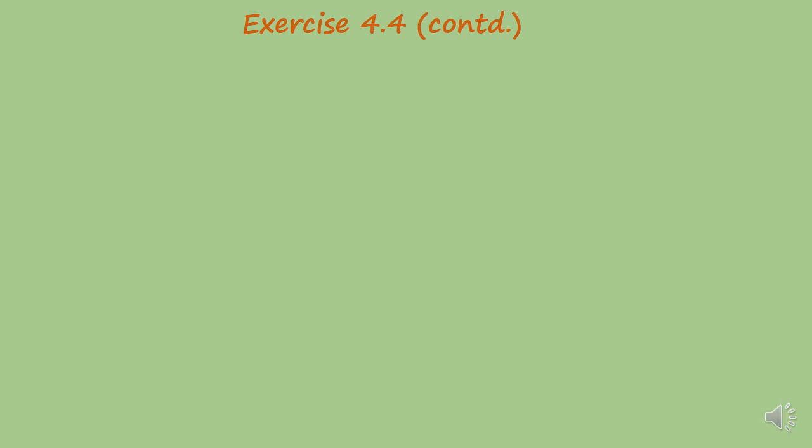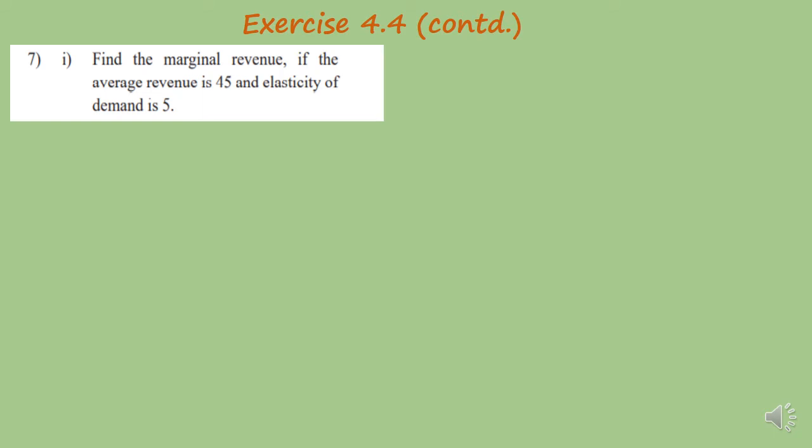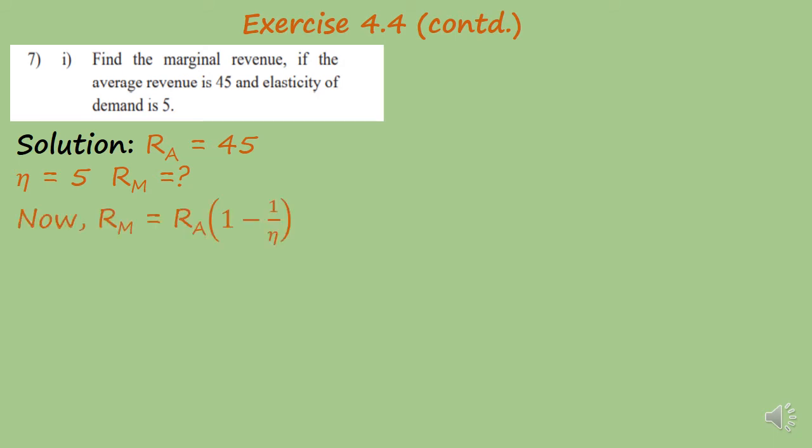So here, exercise 4.4, the 7th question. First one, find the marginal revenue if the average revenue is 45 and the elasticity of demand is 5. For those who have been paying attention so far in the lecture, this will come as a very easy sum actually. Because here what is given? Average revenue, Ra, is given, and what else is given? Eta is given to us. We have to find out Rm. We just have to apply all these values in this particular formula.